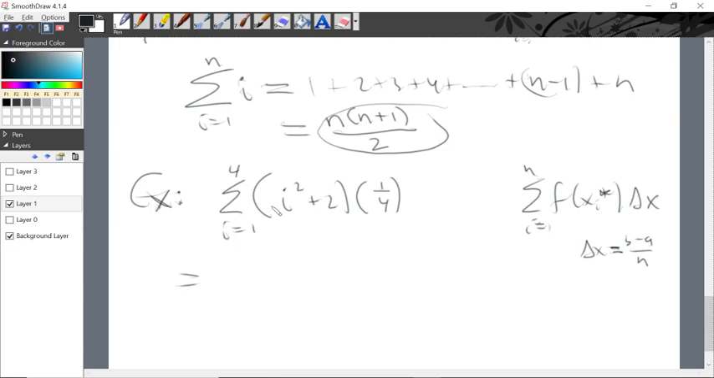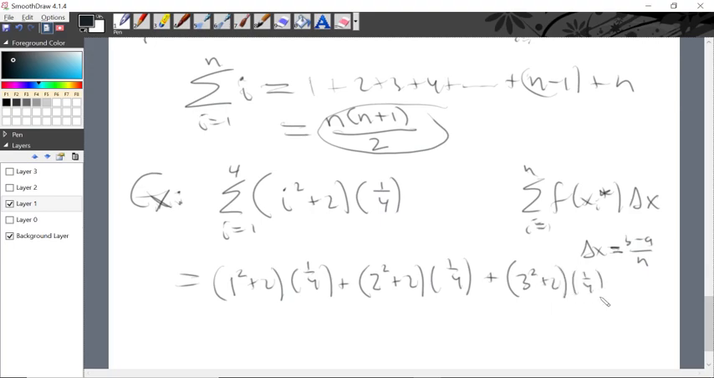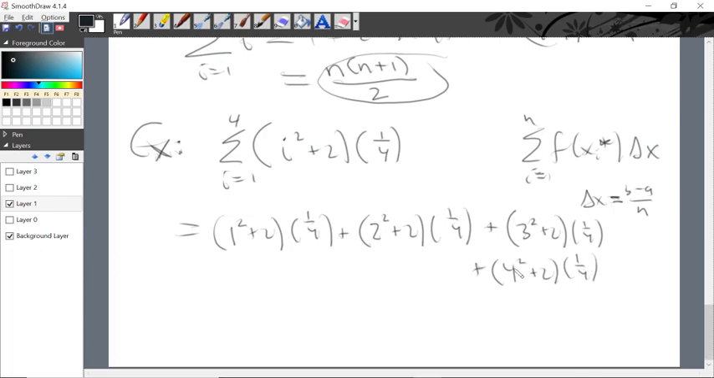Let's expand this, starting with i equals 1. For i equals 1 we get 1 squared plus 2 times 1/4, plus i equals 2, we get 2 squared plus 2 times 1/4. Then i equals 3, we get 3 squared plus 2 times 1/4. And then i equals 4, we get 4 squared plus 2 times 1/4. And yes, we could factor out the 1/4, since it is uniform.